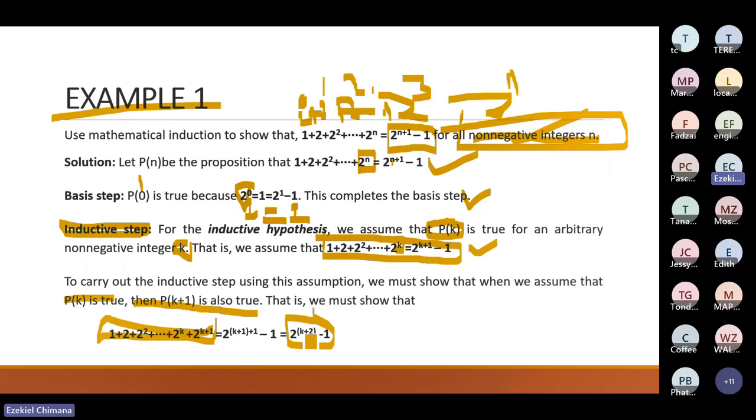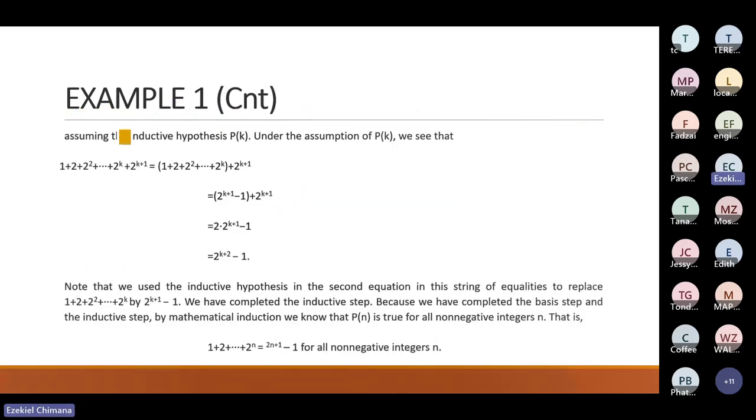If you manage to prove that, it will actually be true also for K plus 1. So if it is true for K plus 1 and true for K, then we have managed to prove that this formula can actually give us the total sum of such kind of numbers. So how do you do that?